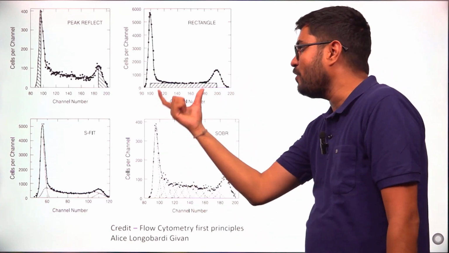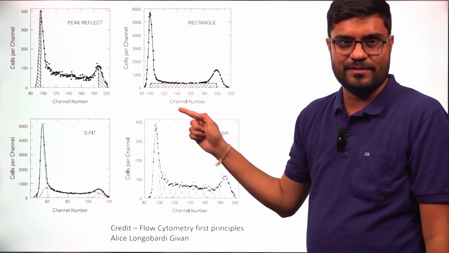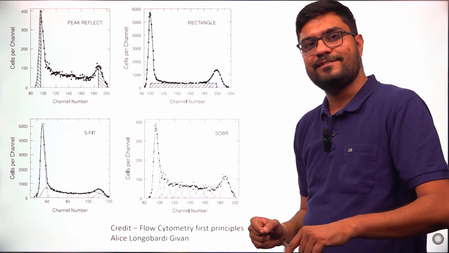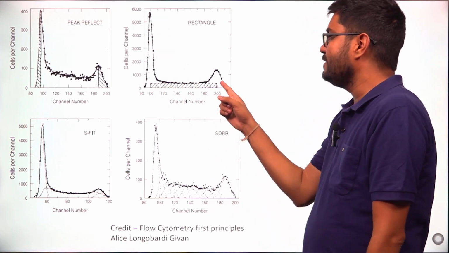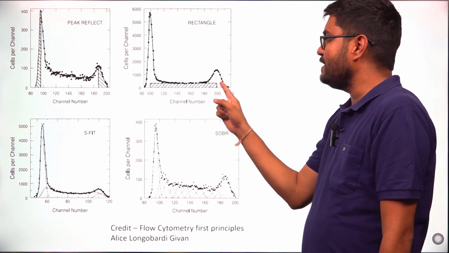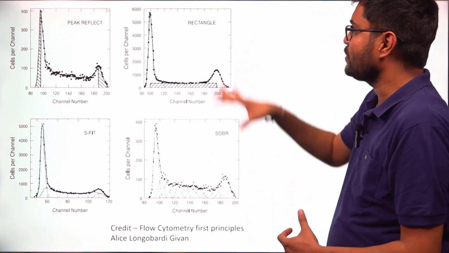So the area of all these rectangles is equal to the percentage of cells in S phase. The remaining area on this side is equal to the percentage of cells in G1 phase, and the remaining area on the right side is equal to the percentage of cells in what? G2 and M phase. So this method is called the rectangle method.